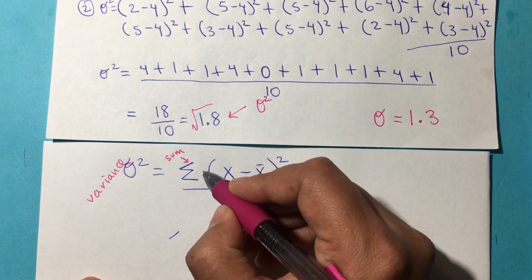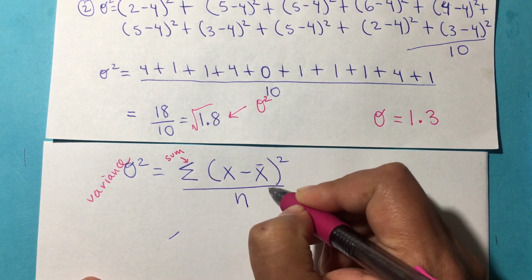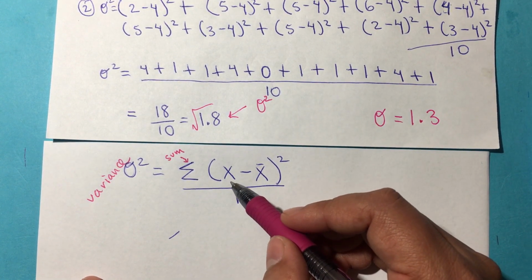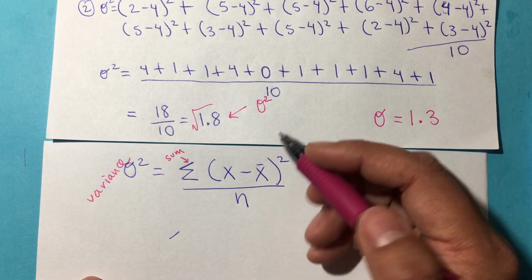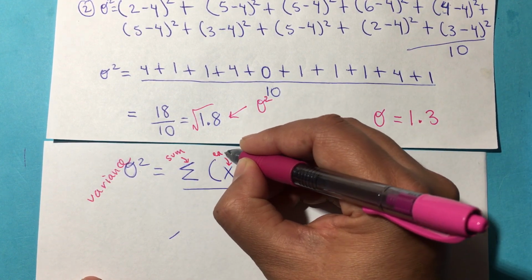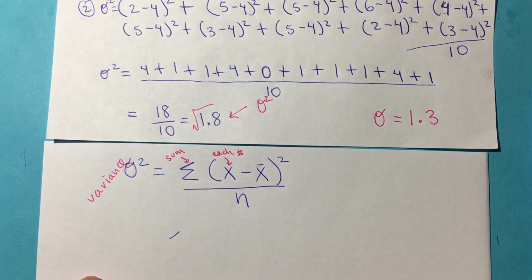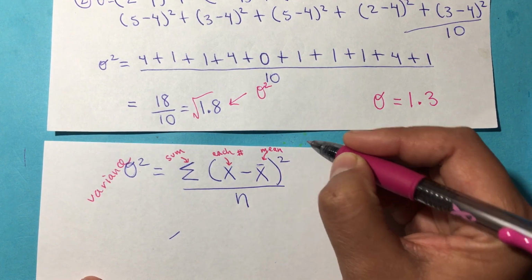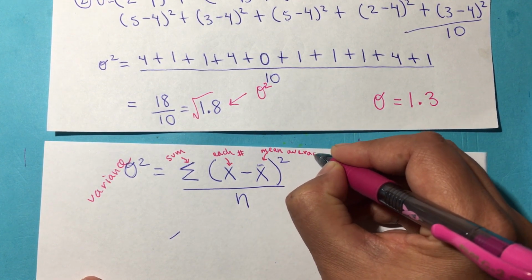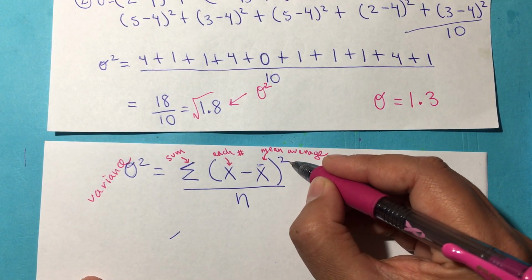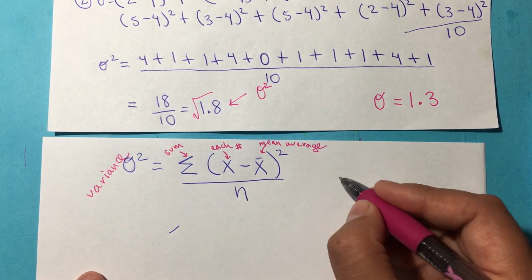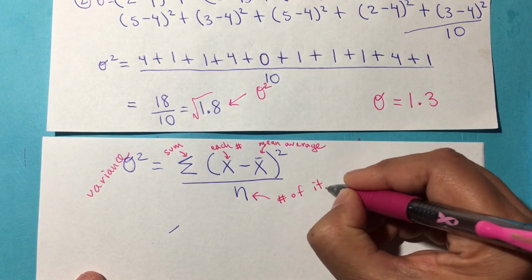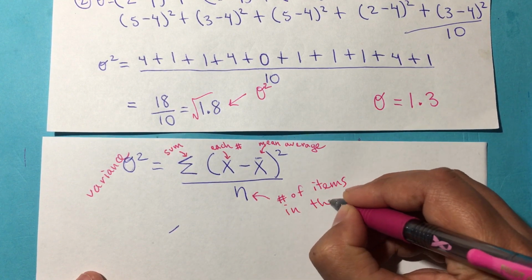And I'm sorry, this is not multiplication. What it means is the sum of whatever you're doing. It's representing the sum of what is inside. In here, x represents each number in the data set. The x-bar represents the mean average of that data set. And of course, you know that the square means to the second power, divided by n, which is the number of items in the number set.